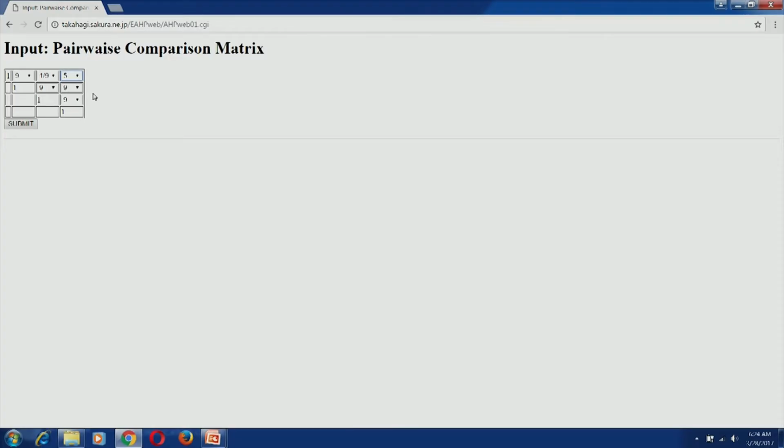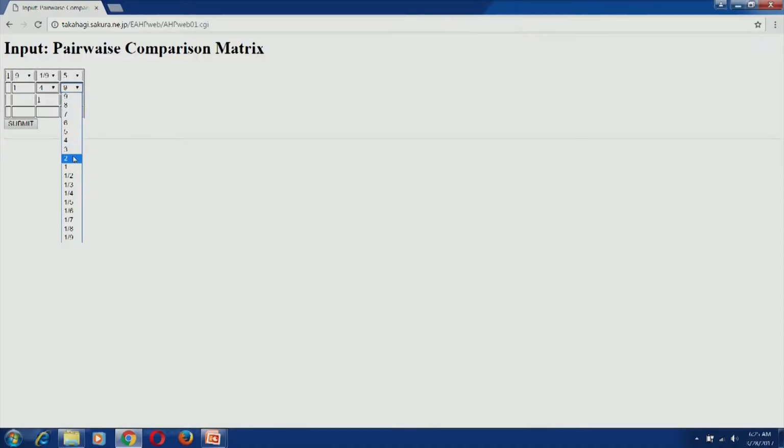Of course you have to ensure that consistency is maintained. Consistency means, let us say if you are saying that delivery is more important than price, and price is more important than service, then you cannot say that service is more important than delivery. Then you cannot say that service is less important than quality. So that consistency has to be maintained.